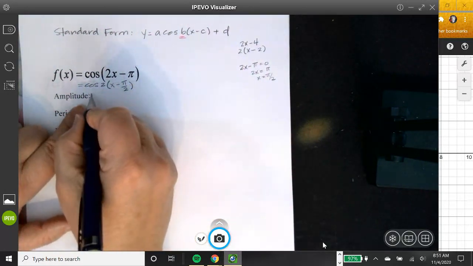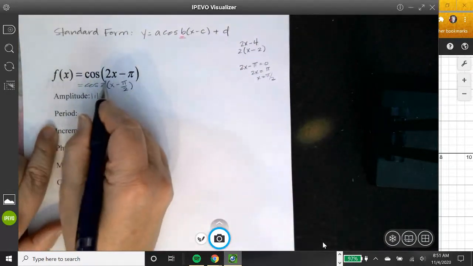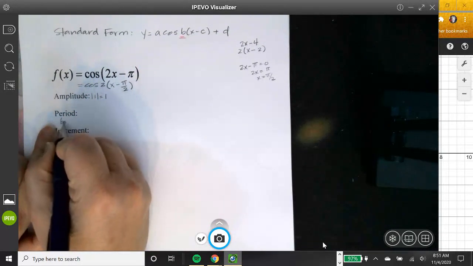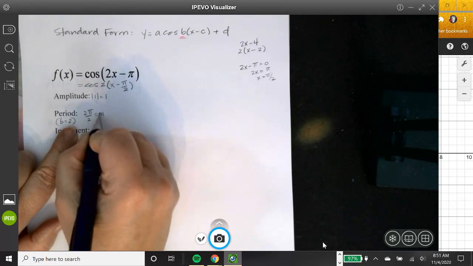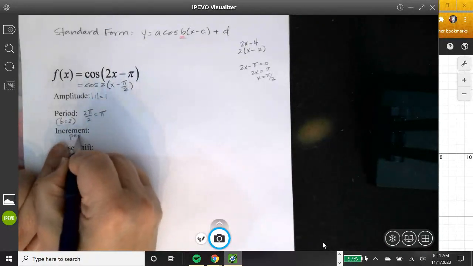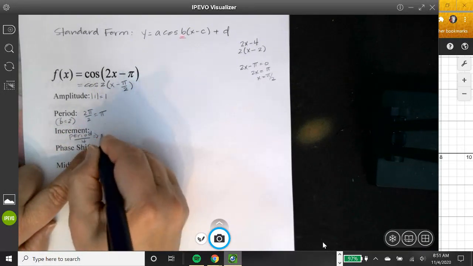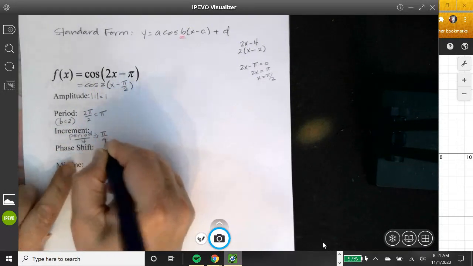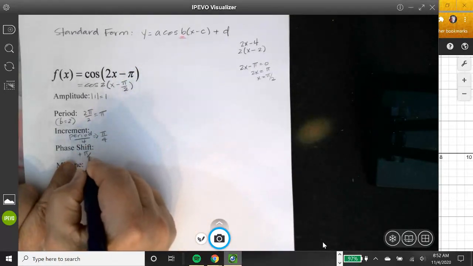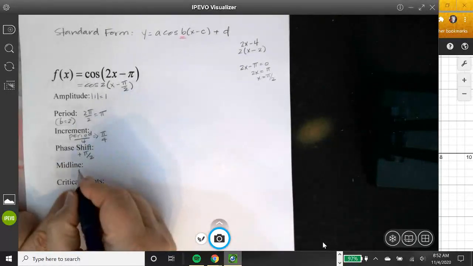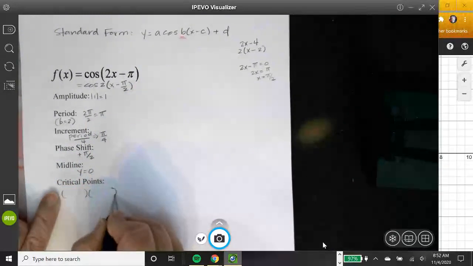Okay, the amplitude here is 1. So absolute value of 1 is 1. The period factor here is 2. The b is equal to 2. So the period is 2 pi over 2, which is pi. The increment is the period over 4, which is pi over 4. The phase shift in this case is a positive pi over 2. The midline is 0. And the critical points here, we have 5 of them.